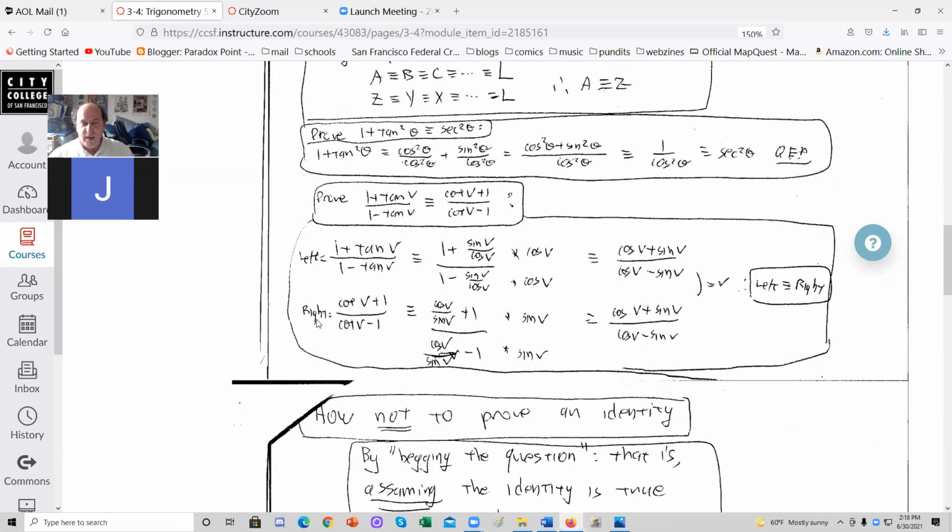That's the left side. The right side, cotangent v plus 1 over cotangent v minus 1. Well, cotangent is cosine over sine. So cos over sine plus 1, all divided by cos over sine minus 1. We multiply numerator and denominator by sine v, and that too simplifies down to cosine plus sine over cosine minus sine. These are identical, therefore the left side is identical to the right side. That proves it. So does this.